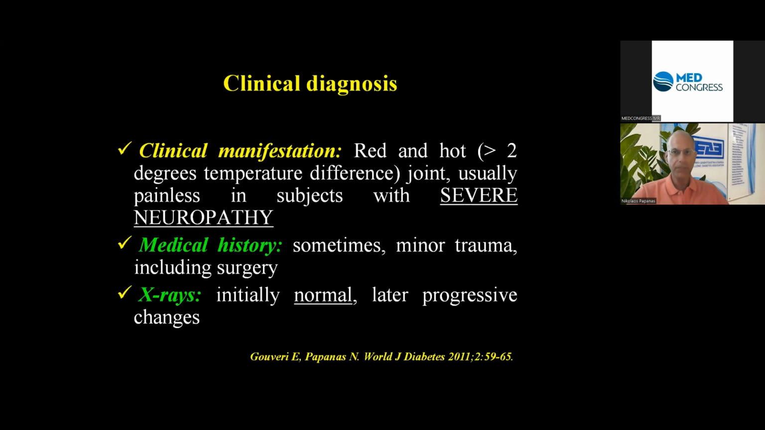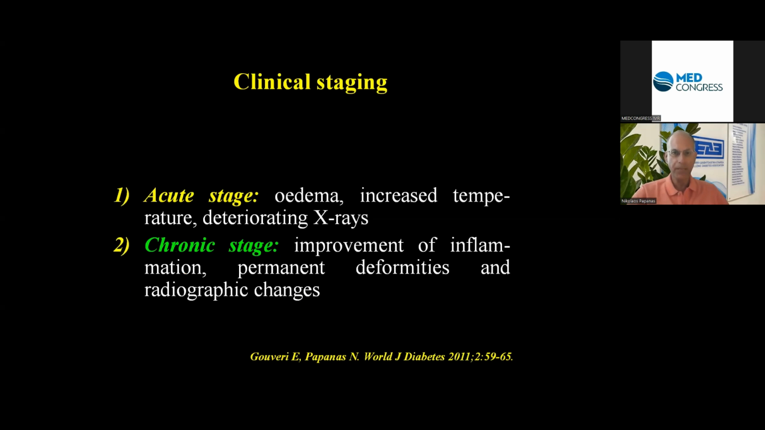Clinical manifestations include red and hot, that is to say, a higher than 2 degrees centigrade temperature difference in the affected foot. It is localized in the joint. It is usually painless, and it is encountered in subjects with very severe neuropathy. If you take a detailed medical history, very rarely you may find a history of minor trauma, including surgery. To make matters worse, not only is pain absent, but X-rays are initially normal. So that has been the acute stage. There's also the chronic stage, in which there's improvement of inflammation leading to permanent deformities and radiographic changes.